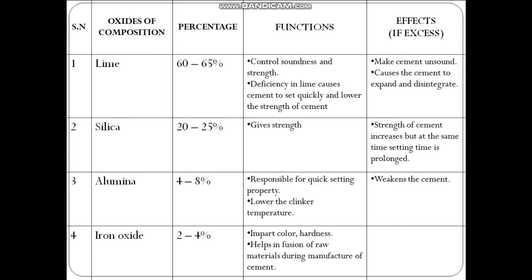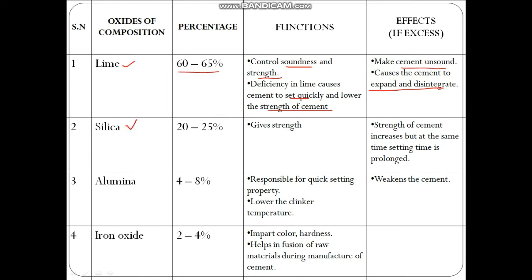The oxide compositions in the cement are as follows. The first one is lime. It is 60 to 65% of the weight of the cement, and its function is to control soundness and strength. A deficiency of lime will cause the cement to set quickly and lower the strength of the cement. If it is present in excess, it makes the cement unsound and causes the cement to expand and disintegrate.